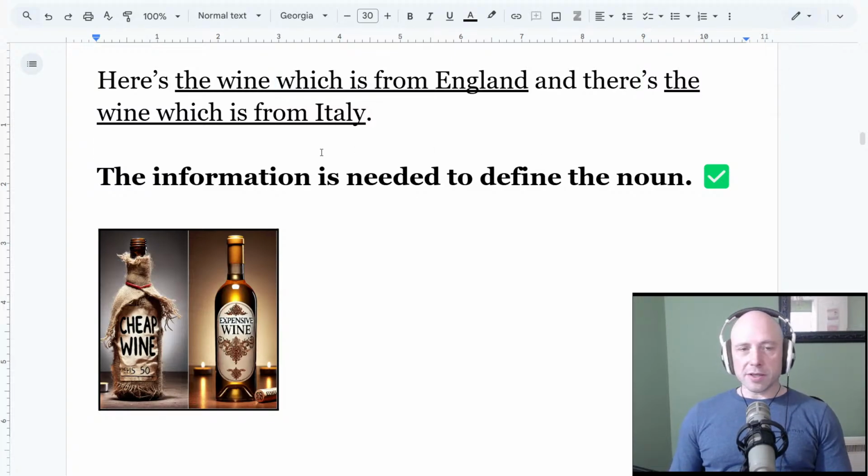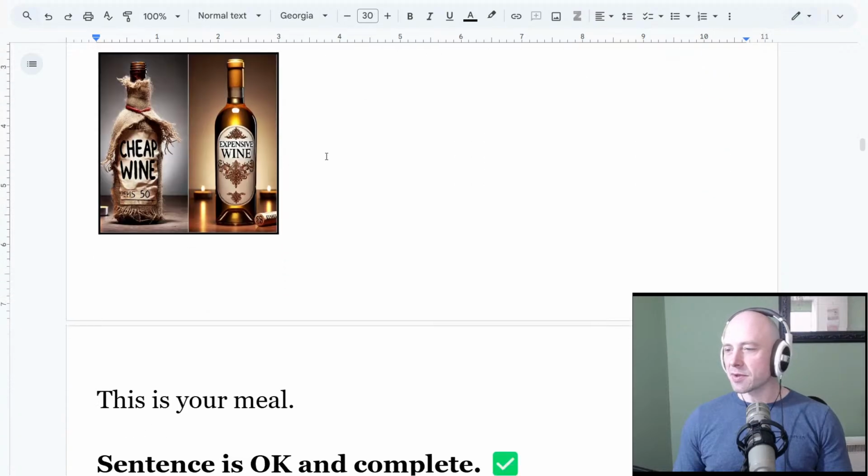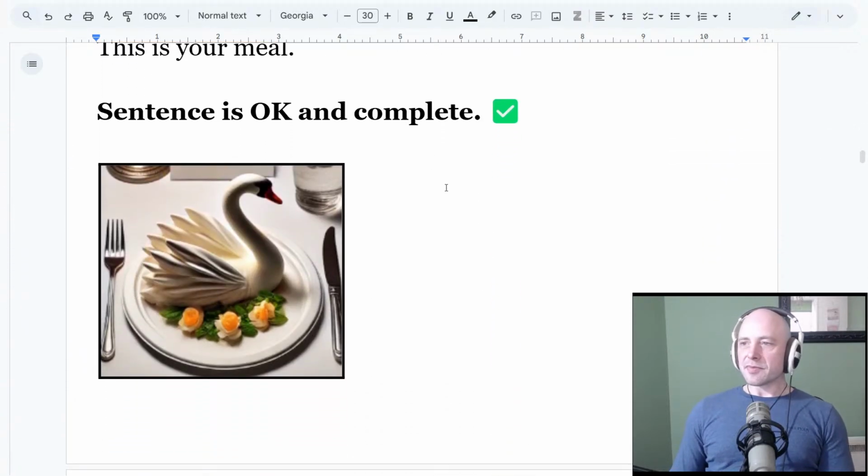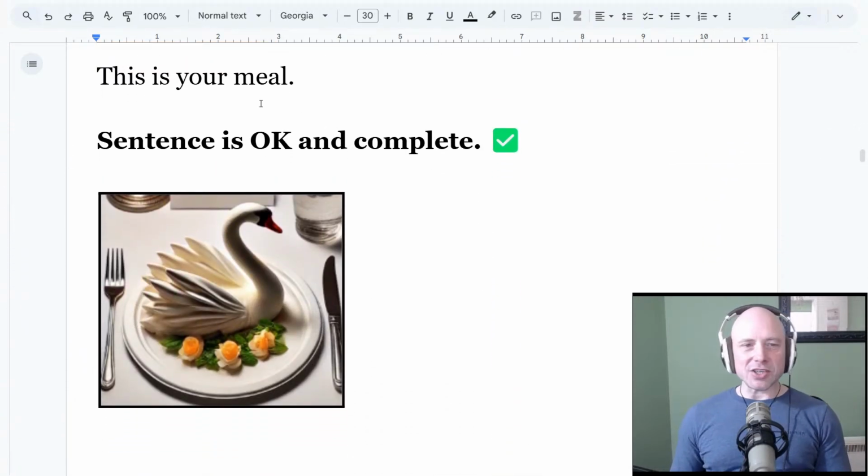Okay, we're going to look at this again now. So don't worry if you're still a bit confused. That's okay. It takes a while to understand defining and non-defining relative clauses. That's the idea which I'm really going to try and explain now. So, another situation. Here is your meal.